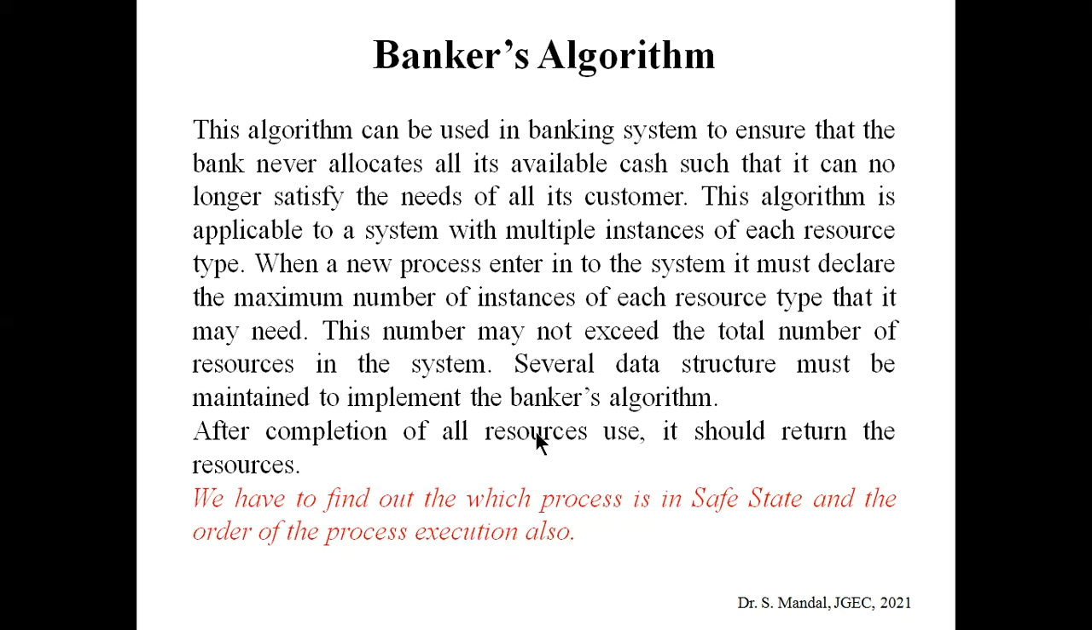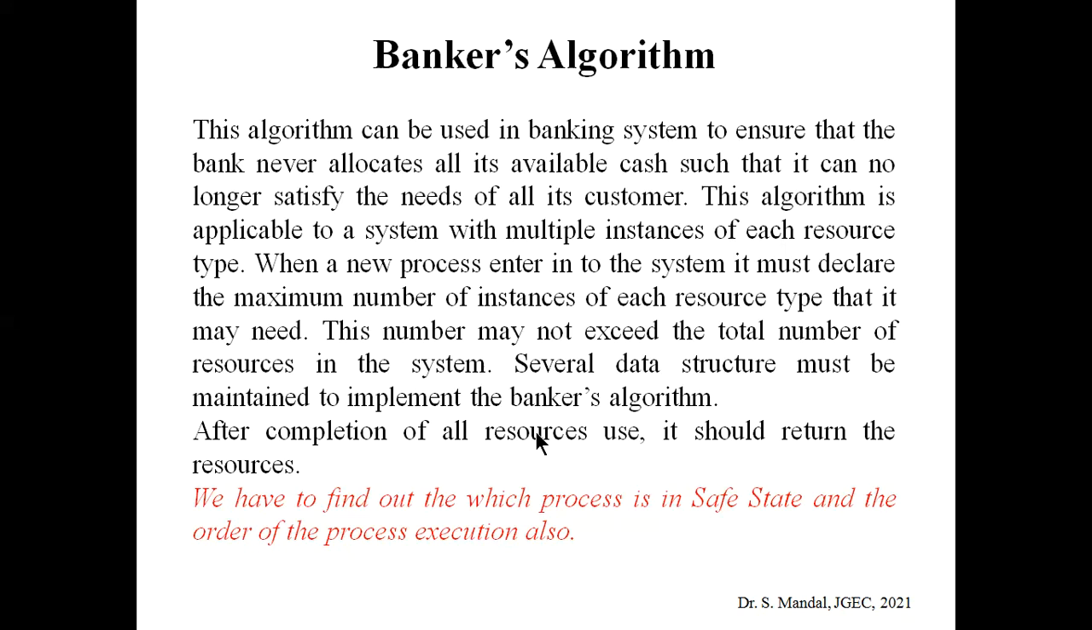This algorithm is applicable to a system with multiple instances of each resource type. So you should remember that the Banker's algorithm is applicable where multiple instances of resources are present. When a new process enters the system, it must declare the maximum number of instances of each resource type that it may need, and this number may not exceed the total number of resources in the system. All these parameters should be kept in mind.